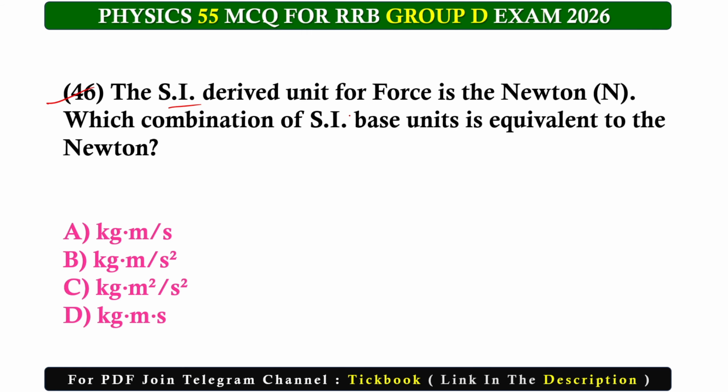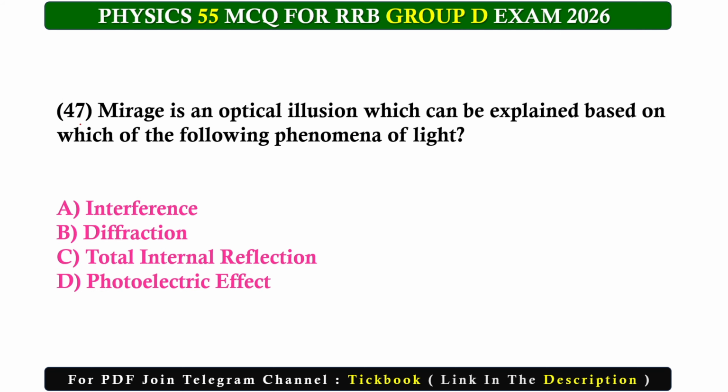46. The SI derived unit of force is the Newton. Which combination of SI base units is equivalent to the Newton? Option number B, kg meter per second square. 47. Mirage is an optical illusion which can be explained based on which of the following phenomena of light? Option number C, total internal reflection.